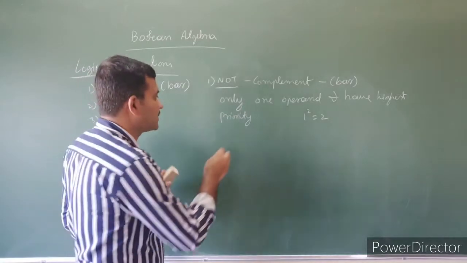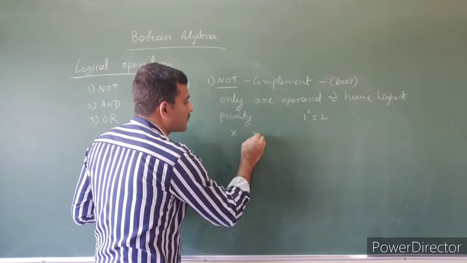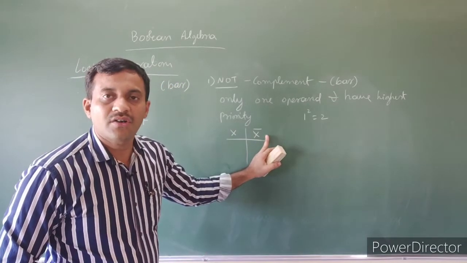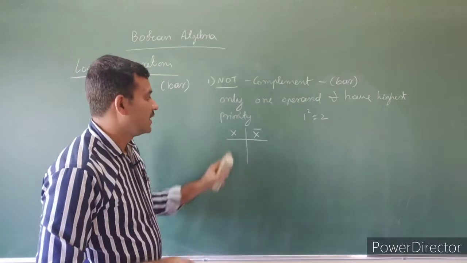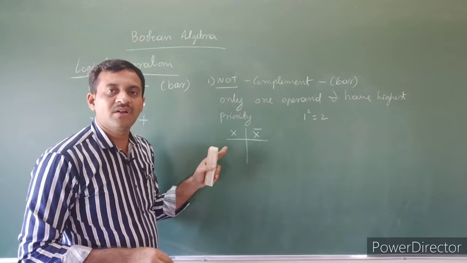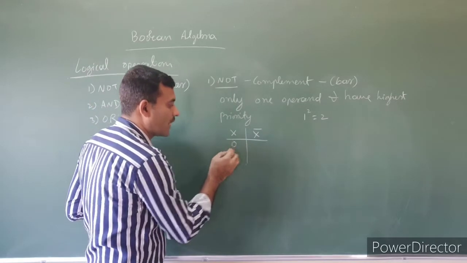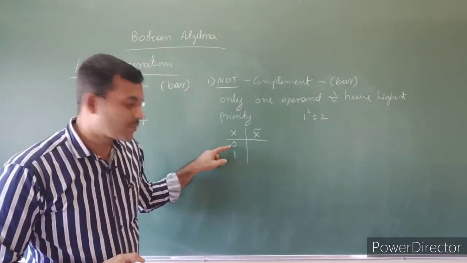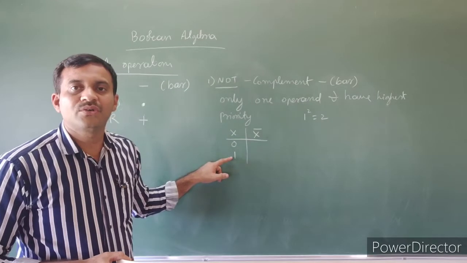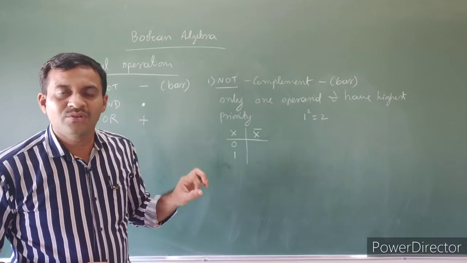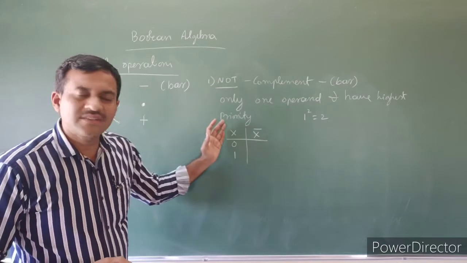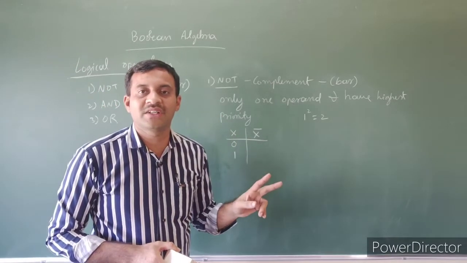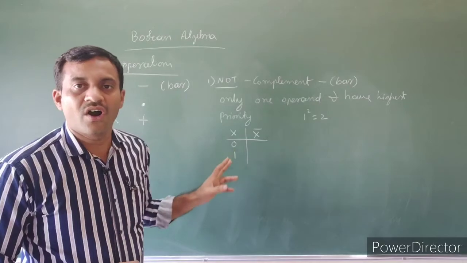See here, what are the possible combinations? X is a variable, X bar is the resultant variable. X bar is the NOT operator or complement operator. If it is a single variable, there are 2 possible combinations: either X has value 0 or X has value 1. That is, X is false or X is true. 0 represents false, 1 represents true. Every variable has a unique value, either true or false. Hence, a single variable has only 2 possibilities, either 0 or 1.